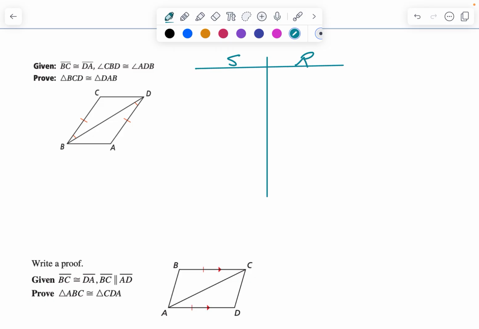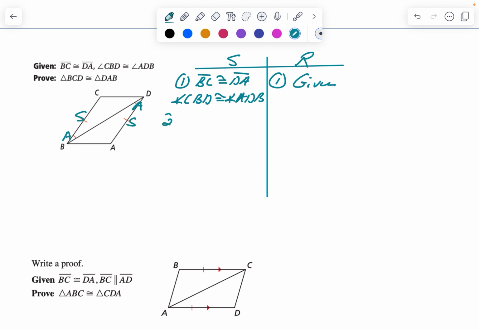So we have our given information marked. So I'm going to put that in here. So we have BC congruent to DA. We have angle CBD congruent to angle ADB. So that's given. And so you can see what we have, right? We have side and angle, and we have side and angle.